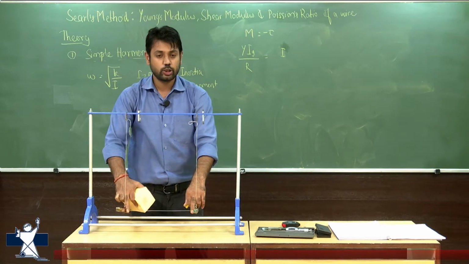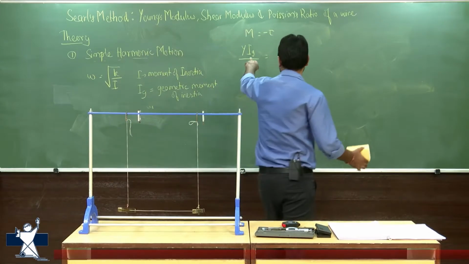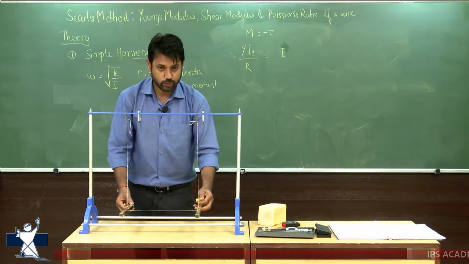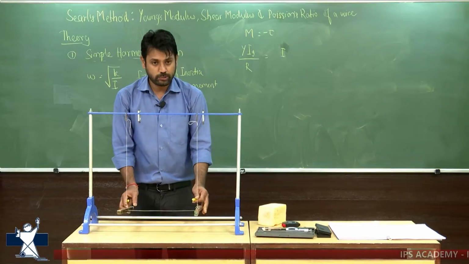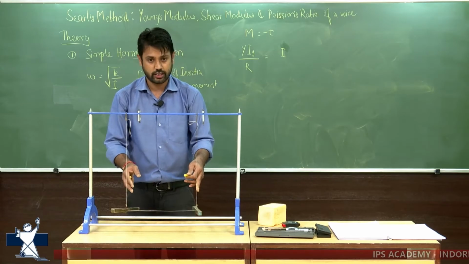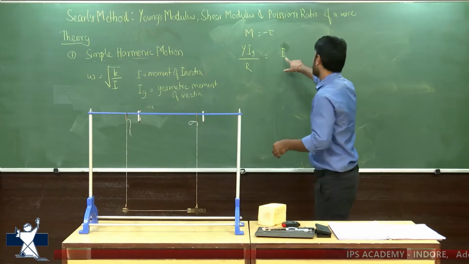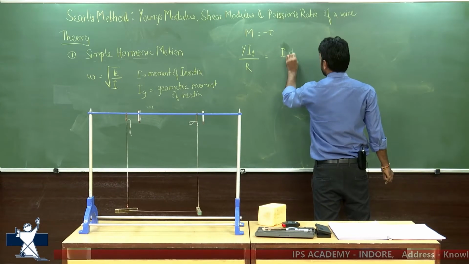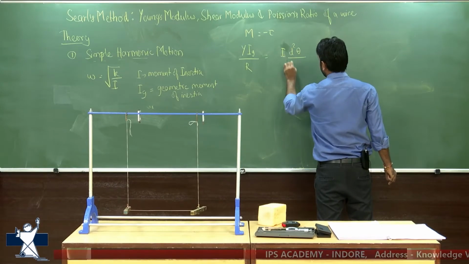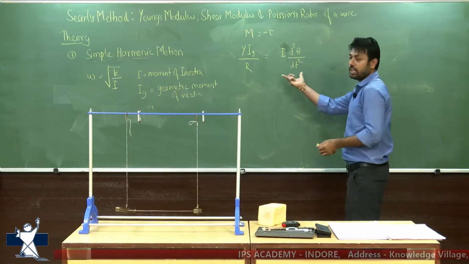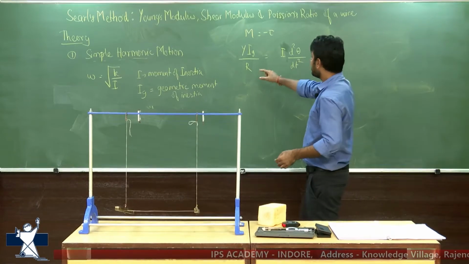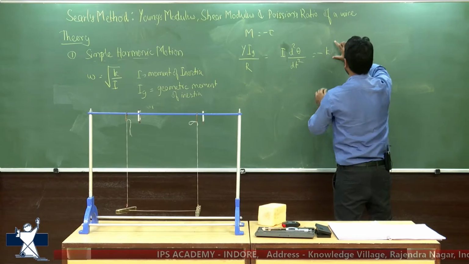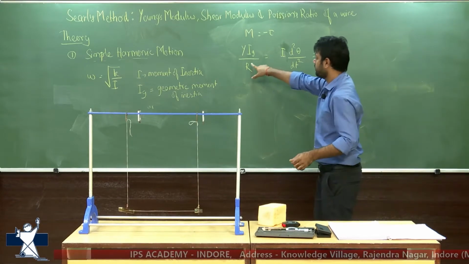So Ig is the geometric moment of inertia of the wire, and this I is the moment of inertia of these rods. Okay, because the actual oscillating objects are these rods, so that's why we need to consider the moment of inertia of the rods. Moment of inertia into acceleration, which can be written as d2 theta by dt2. So now from here we can simply say that if we equate this to minus k theta, you can derive it here from this R.